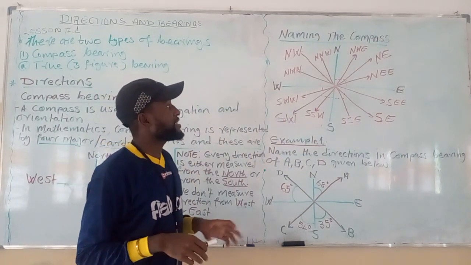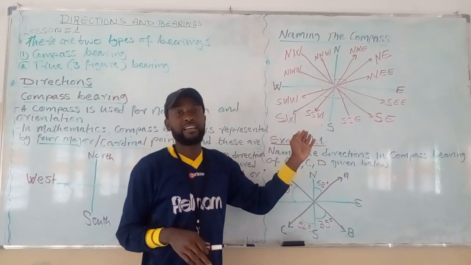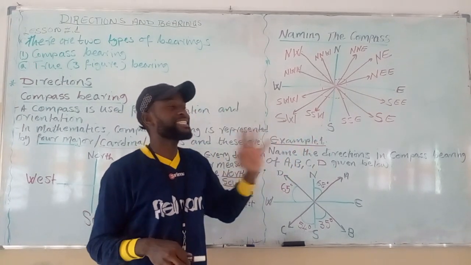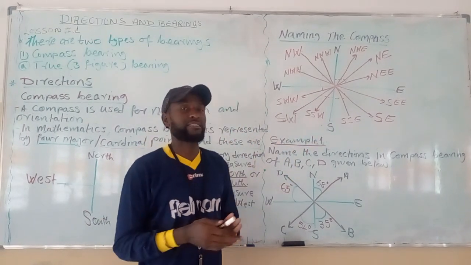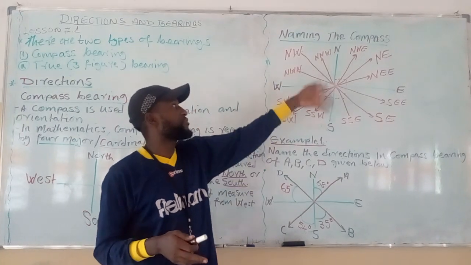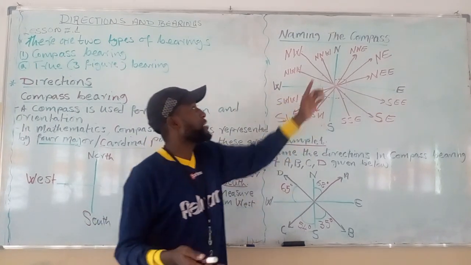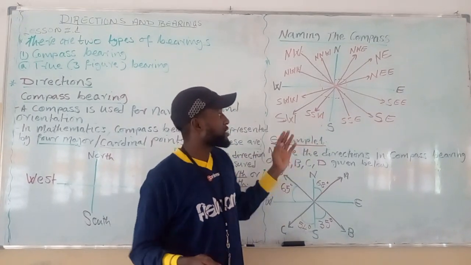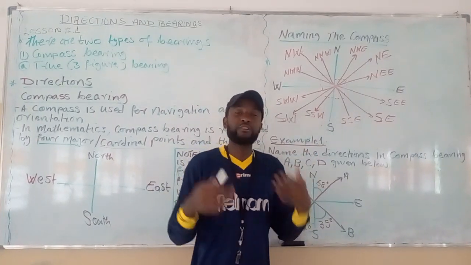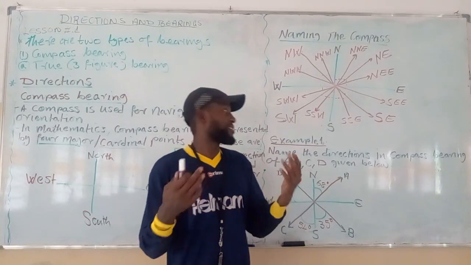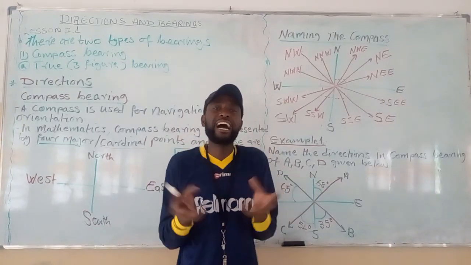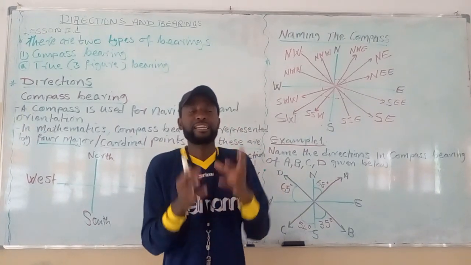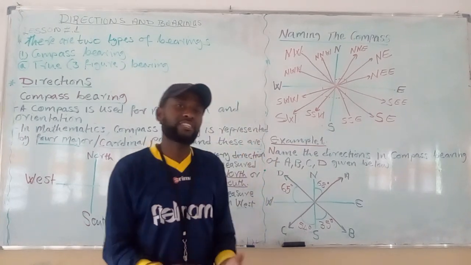My dear ones, this is how you name the compass. It means that now we have completely named the compass. Hence, you can use any of these directions to name it. It can be north, northeast, east, or southeast, east, or south, southeast, or northeast, southeast. That is how you name the compass, and that is how you call the directions.